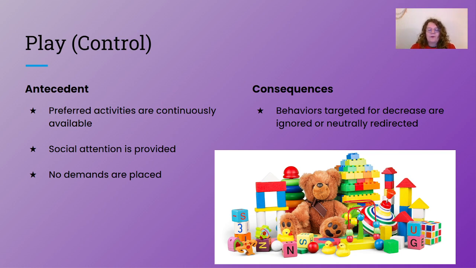First off, we have our play, having control. So what I want you to do is give your learner, give your child access to any of their preferred activities. It is always available no matter what. You provide social attention and you will not be placing any demands. This is exclusively pairing with your child. If they flop, scream, bite, we will ignore it or neutrally redirect. Say, no, thank you.